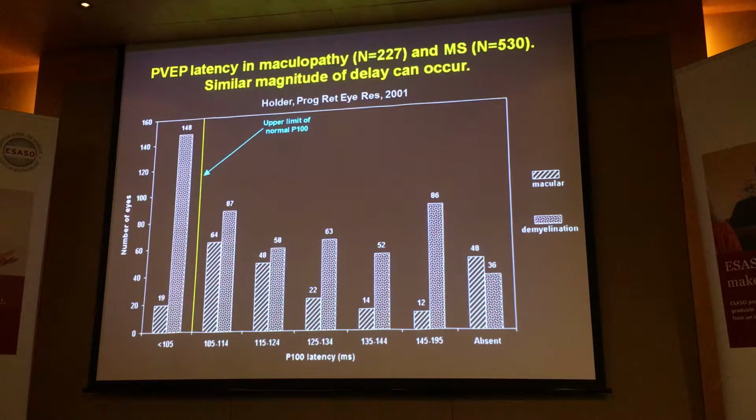Is there anything about the VEP which enables us to resolve the difference between optic nerve disease and macular disease? And the answer, sadly, is no. This is a series which I published a long time ago now, looking at a whole bunch of macular disease patients, a whole bunch of multiple sclerosis patients, and 10 millisecond delay, 20, 30, 40 in macular disease, it's common. There's nothing that you can do with the VEP. There's nothing you can do purely on the basis of peak time shift.